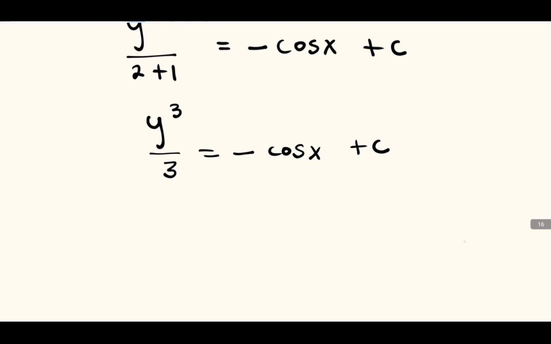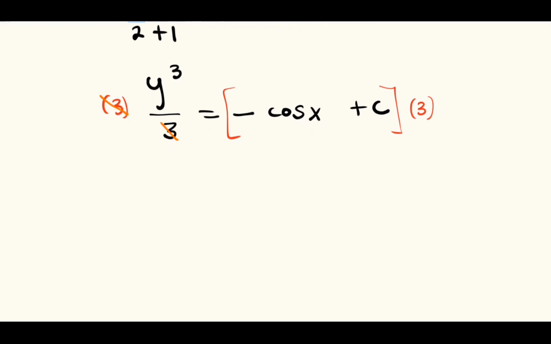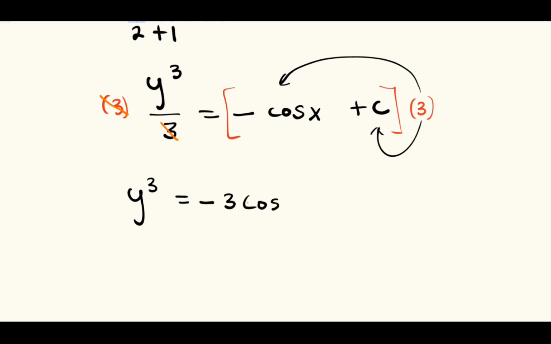We have to make y the subject of the formula, so we multiply both sides of this equation by positive 3, and the 3 and the 3 will cancel out each other. y to the power 3 will be equal to 3. We distribute it inside the parentheses. 3 multiplied by negative cos x will be equal to negative 3 cos x. 3 multiplied by c will be equal to 3c.